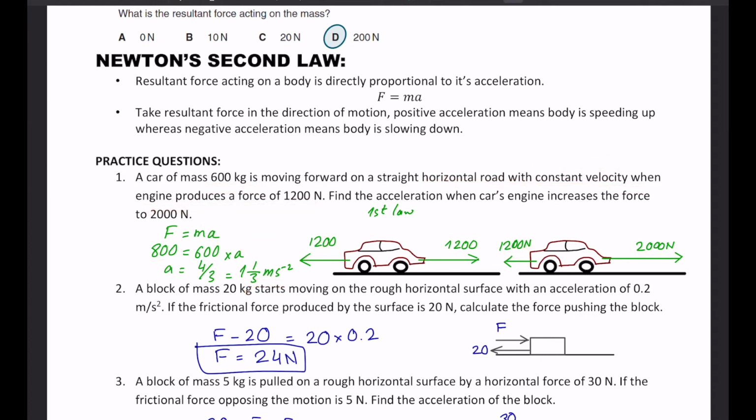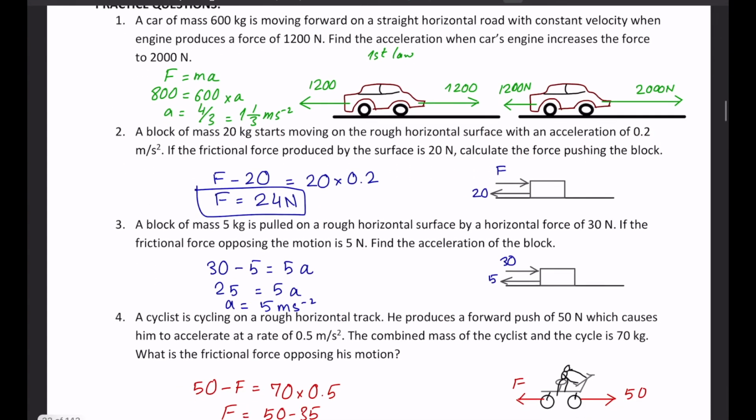Similarly, look at question number 2. It says a block of mass 20 kg starts moving on a rough horizontal surface with an acceleration of 0.2. Frictional force is 20 Newton. Calculate the force pushing the block. So the resultant force must be F minus 20, and that's equal to mass times acceleration. You rearrange it and you will get the forward force required, which is coming out to be 24 Newton.